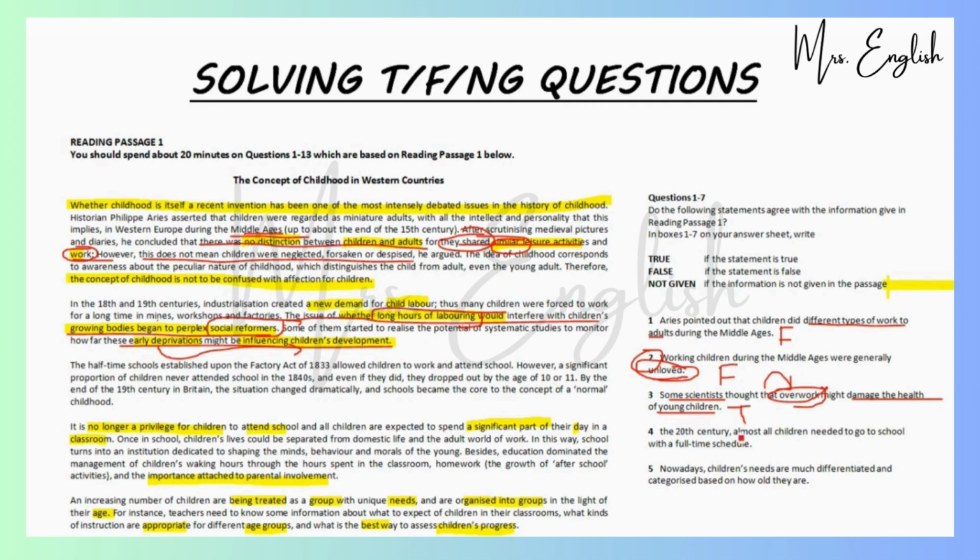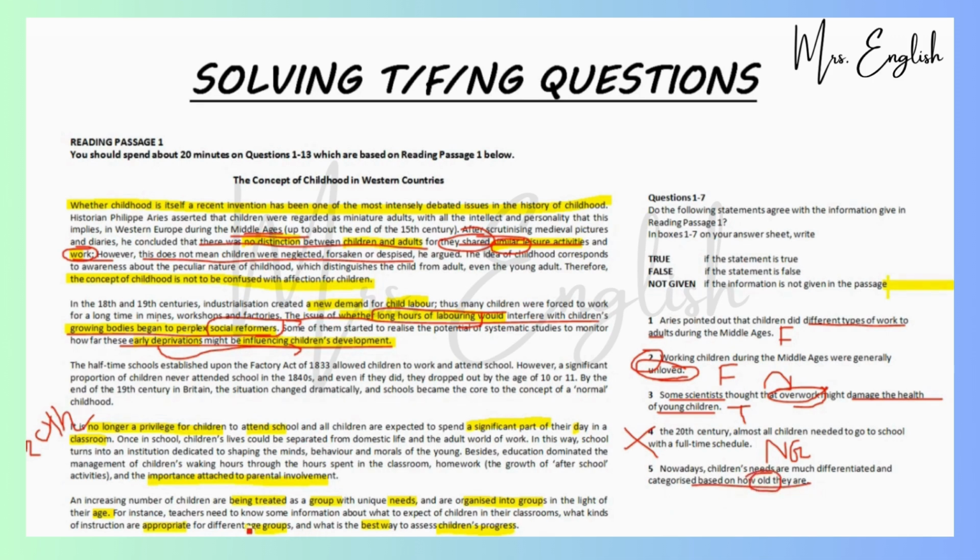In the 20th century, almost all children needed to go to school with a full-time schedule. Now, actually, there's nothing mentioned about the 20th century in this passage. So we cannot know if children needed to go to school with a full-time schedule. Okay? For this reason, this statement is not given. Finally, nowadays, children's needs are much differentiated and categorized based on how old they are.